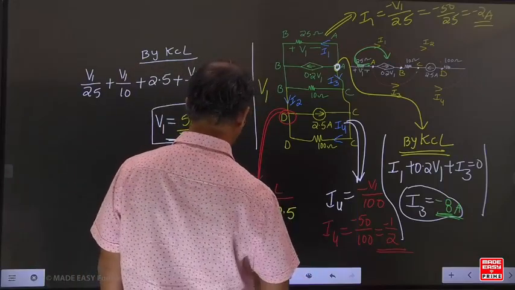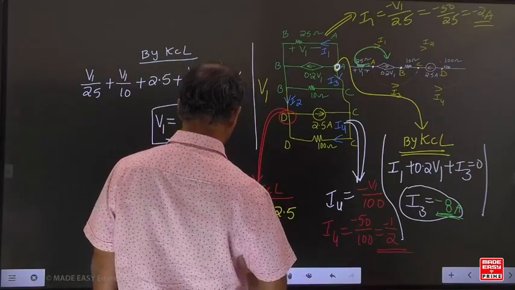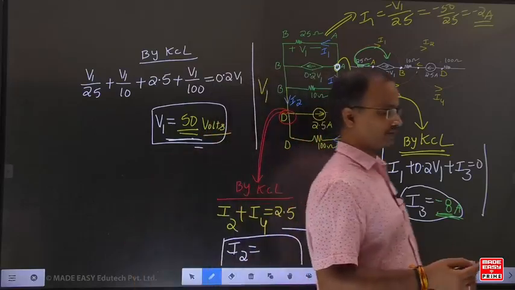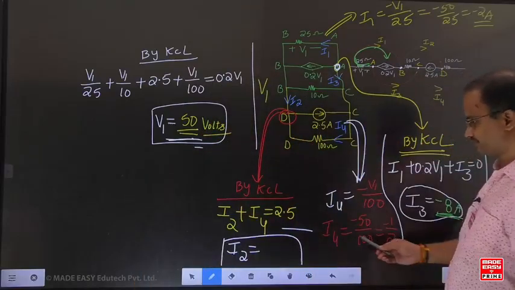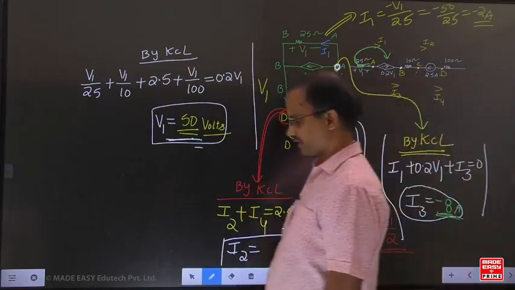इधर सिंप्लीफाई करके I2 निकाल सकते हैं इधर. चेक करो जी. आपको इधर I4 वैल्यू पता है कितना है जी? I4 इक्वल 0.5. सिंप्लीफाई करके I2 निकालो.